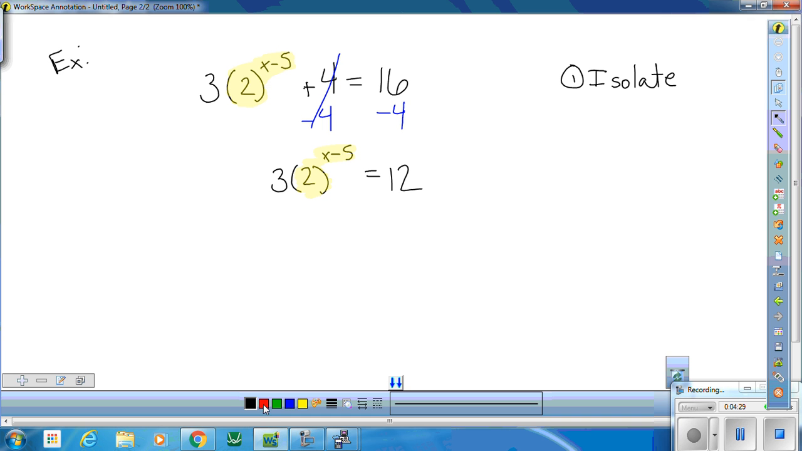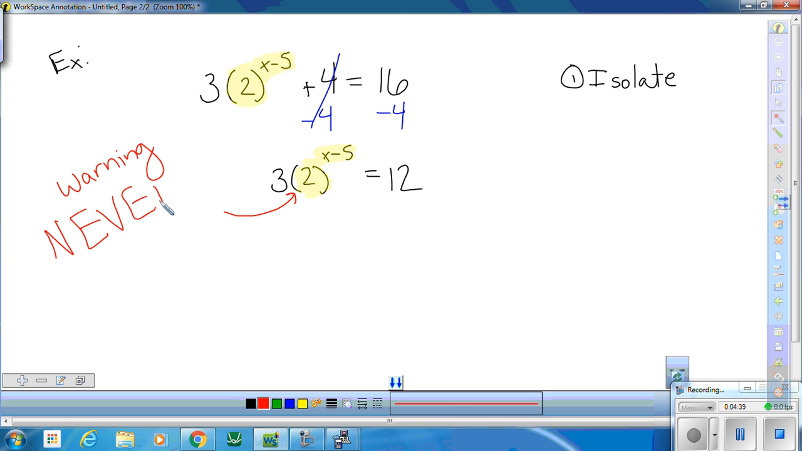I do want to put a warning here. Never multiply these 2 numbers. Never, never. I can never say 3 times 2. Order of operations won't allow it. This 2 has to have the exponent done first. Exponents come before multiplication. So this 2 has to go to this exponent before it can be multiplied by 3. And since we don't know what that exponent is, I can't do it. I can never multiply these two numbers.